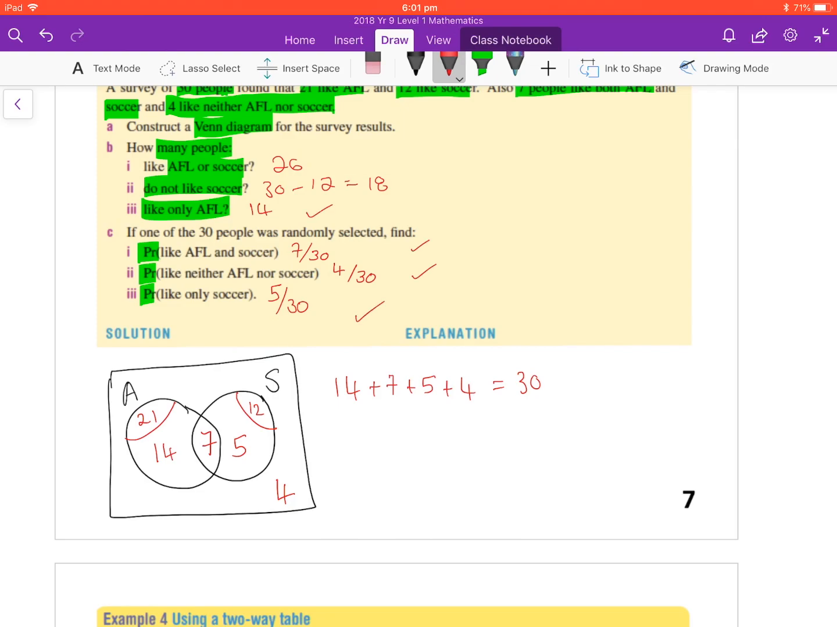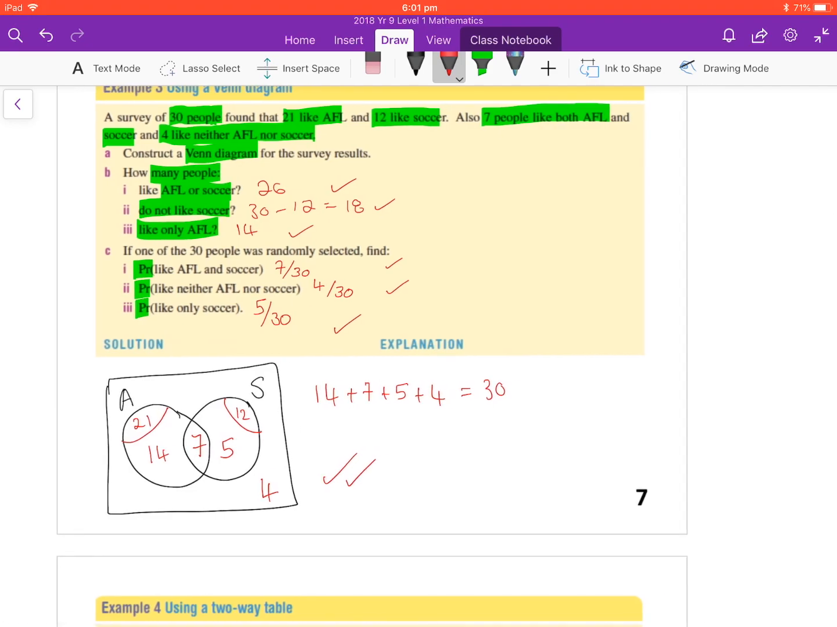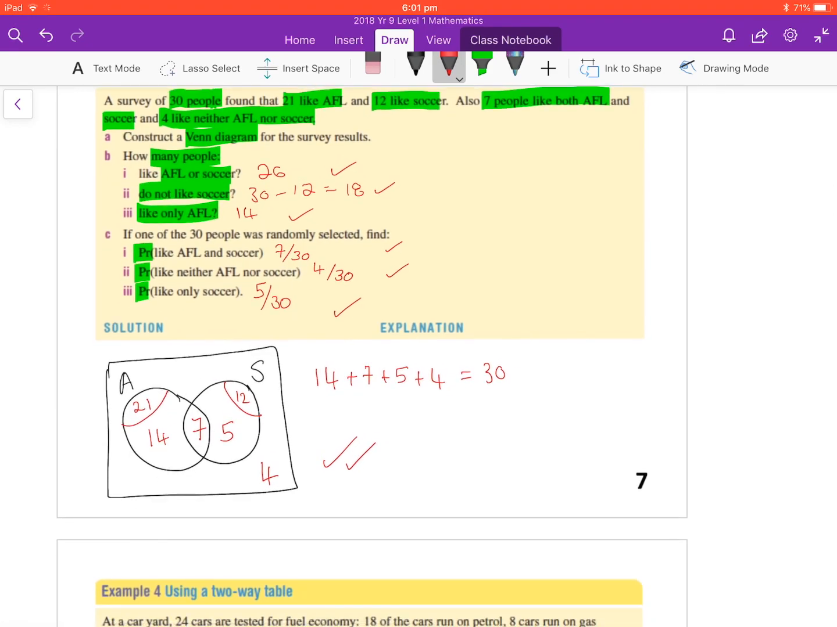And that's about it. Normally the Venn diagram is 2 or 3 marks, and then a mark for each of those questions above there. Good. So hopefully that makes a little bit of sense with our Venn diagram. So let's have a look at a two-way table problem.